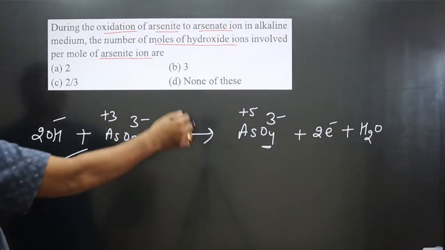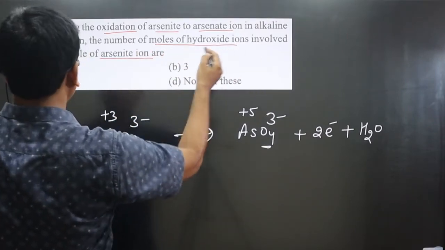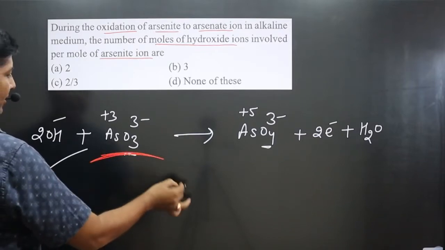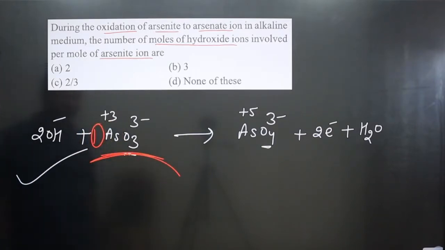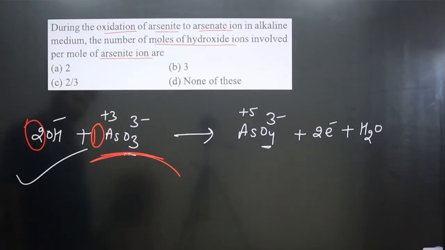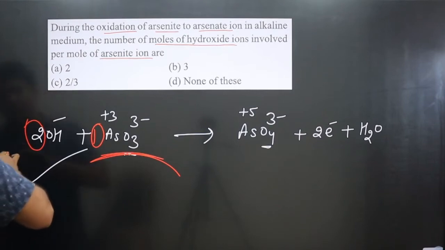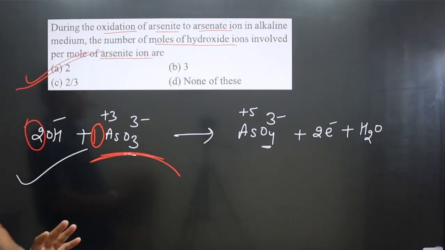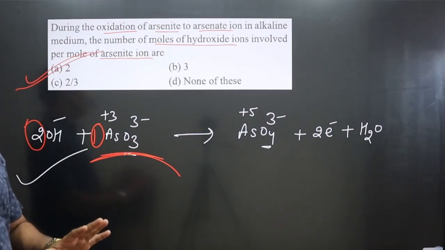It says number of moles of hydroxide ion involved per mole of arsenite ion. This is the arsenite ion. 1 mole of arsenite ion is reacting with what? 2 moles of hydroxide ion. So the answer is what? Where is the 2? Option A is correct. So first of all, you have to write down the balanced equation, then we can answer this question.